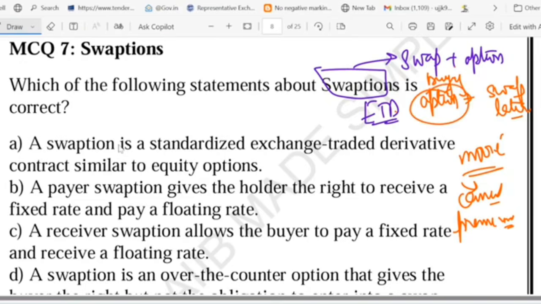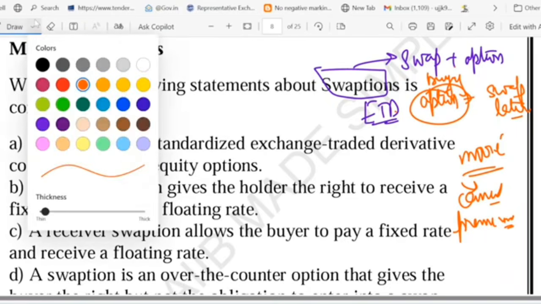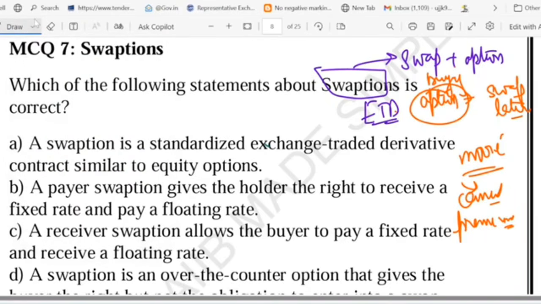Because this is the characteristic of an option. Option means you have the right but not the obligation, and you are paying a premium amount for that, so that you can enter into an interest rate swap in the future, because swap here means IRS. Now let's go through each and every option. I think I have provided sufficient information so you can easily answer it.